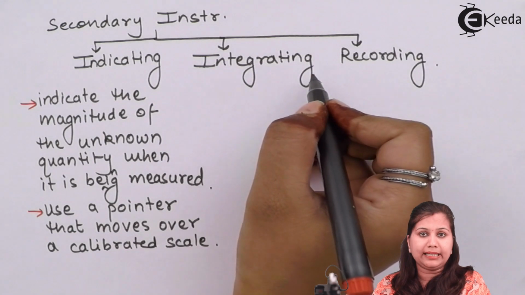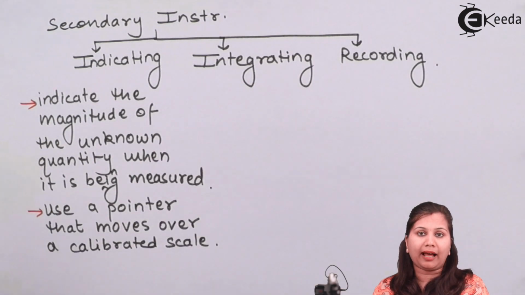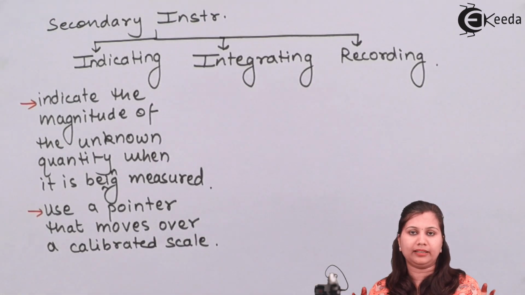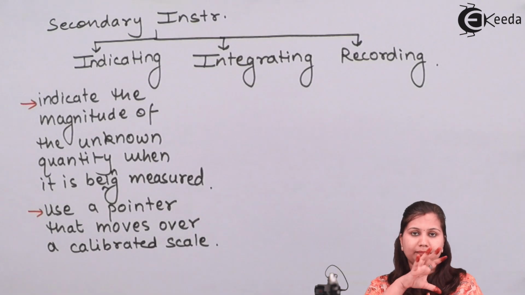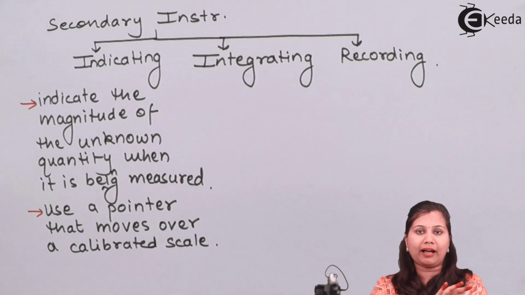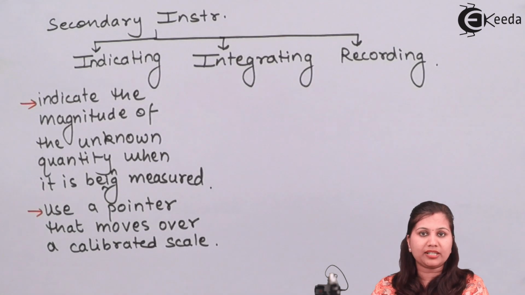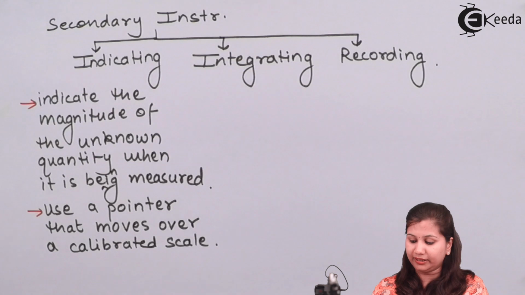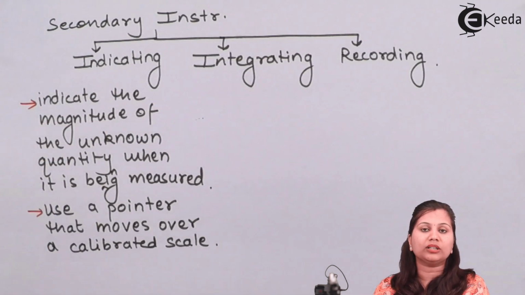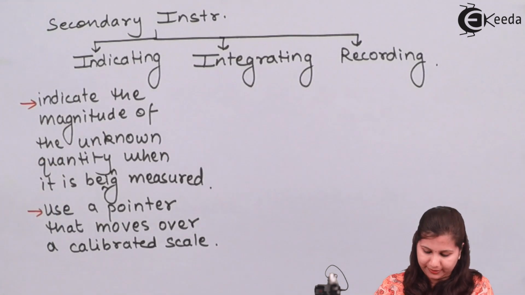Next, in the integrating instrument, we measure the value over a period. Over a period we are measuring the value of the unknown quantity, and those values will be summed up and then we will take the average value. So integration is done over a period of time, or the area is calculated. That is why the instruments are called integrating instruments.